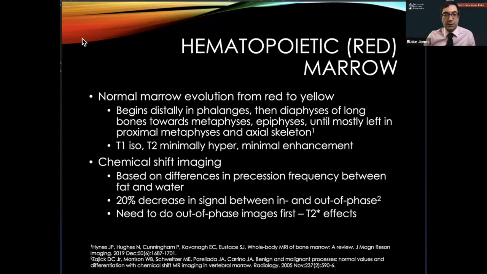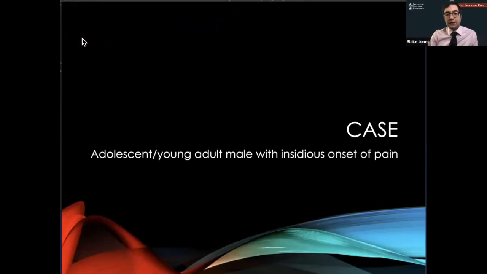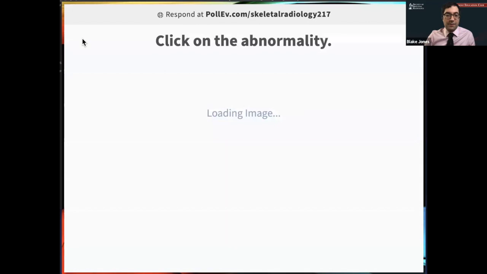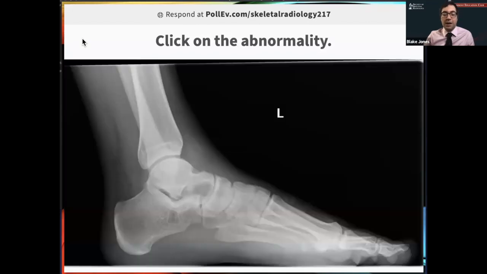All right, move on. Next case, adolescent young adult male with insidious onset of pain. So here are some radiographs. They don't show up the best, I'm sorry. So then we have a lateral that hopefully in combination with those preceding, you can find a finding. See some dots dropping down, that's good. Excellent. So everyone's seeing it.